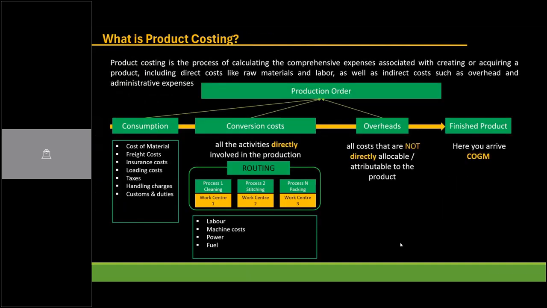So here, one liner, product costing is the process of calculating the comprehensive expenses associated with creating or acquiring a product, including direct costs like raw materials, labor, as well as indirect costs such as overhead and administrative expenses. So first, when you bring the goods, let's say you have bought all the raw materials, but you will not use all of them on day one itself, right? At the time of bringing the raw materials itself, you will load so many costs on top of it, right? Freight cost, insurance cost, loading cost, taxes, handling charges, customs and duties, etc. So that itself is inflating your raw material cost.